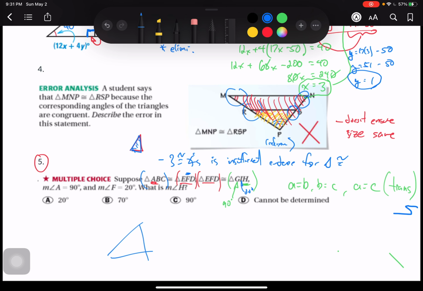So H will be, of course, found by using the triangle sum theorem, right? So 180 is equal to 90 plus 20 plus the measure of angle H. What's that, 110? 180 minus 110 is 70. So angle H is 70. Let's hope that that's there. Oh, there it is. Cool.